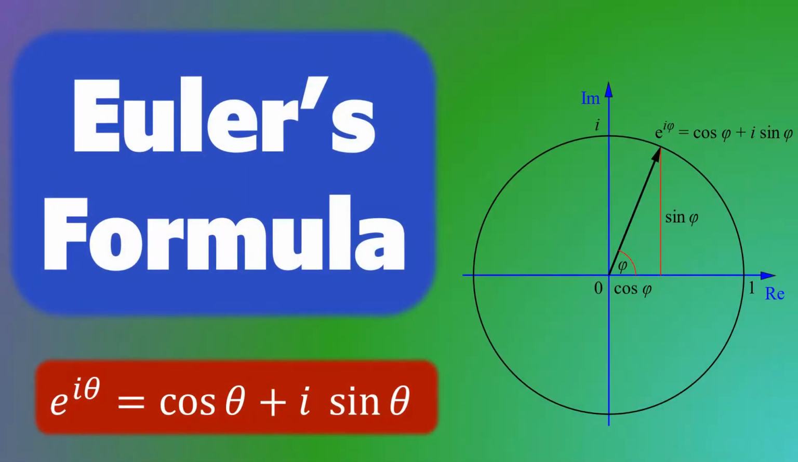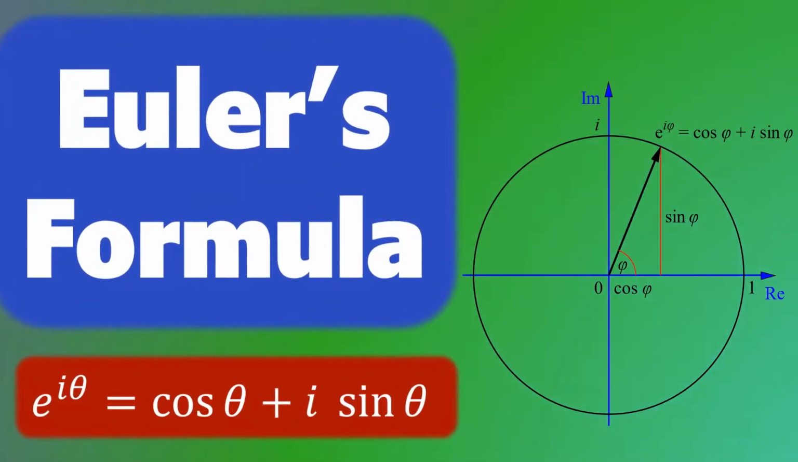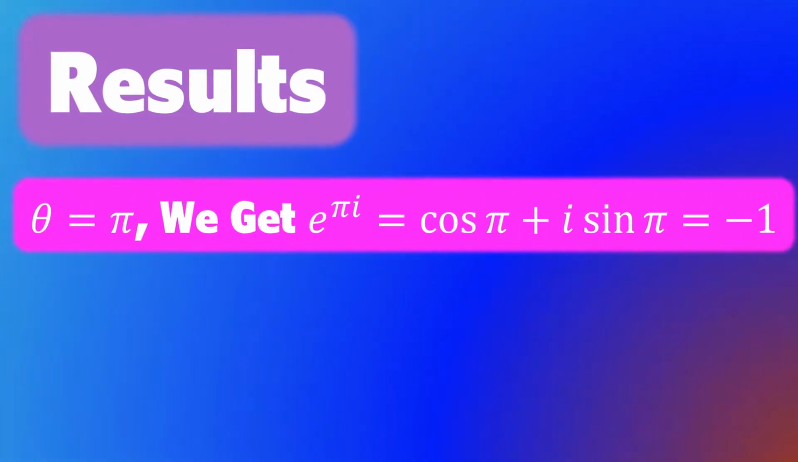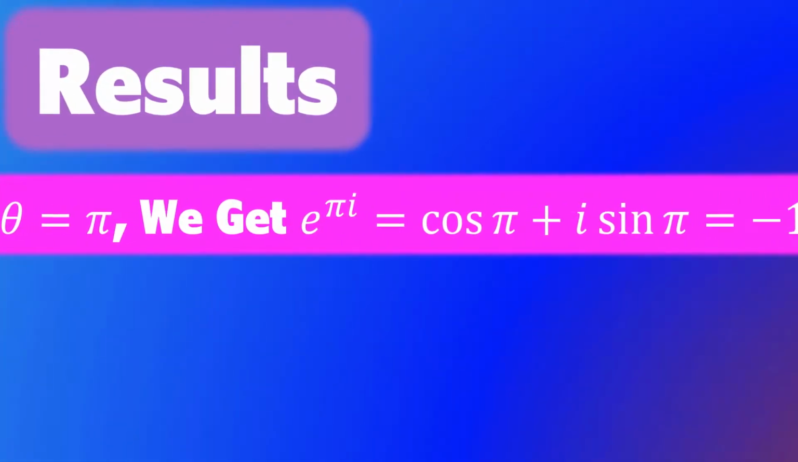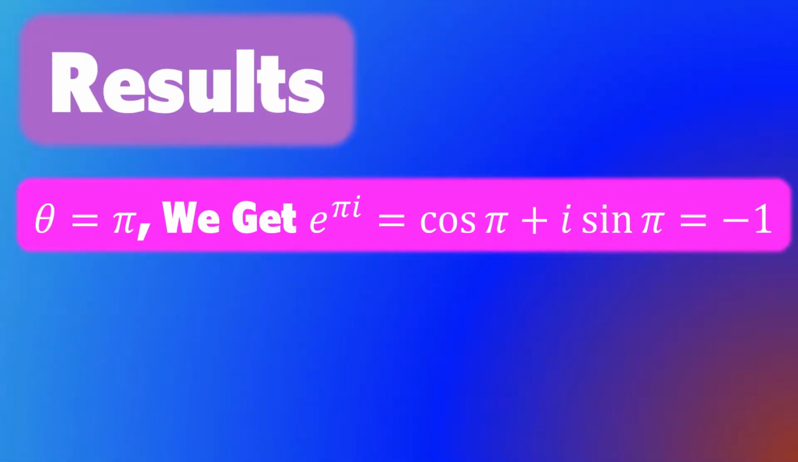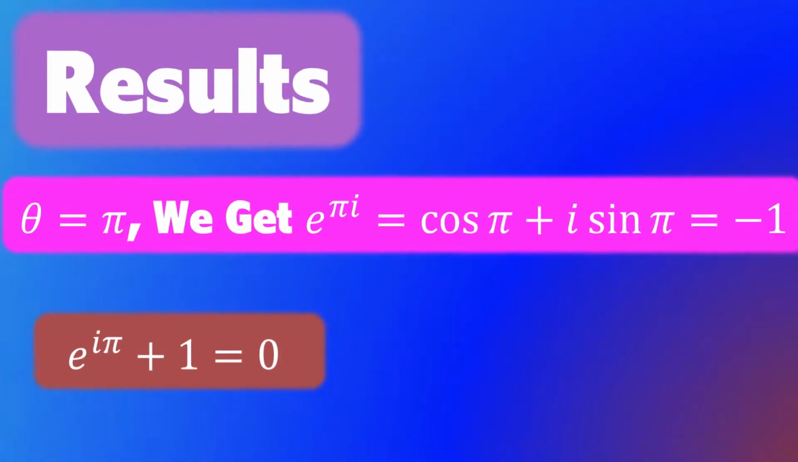First, Euler's formula says that e to the i theta equals cos theta plus i sine theta. There are a few handy results of this. First, setting theta equal to pi, we get e to the i pi equals cos pi plus i sine pi, which is equal to -1. Hence, we get e to the i pi plus 1 equals 0.